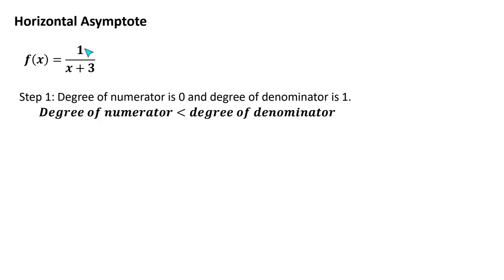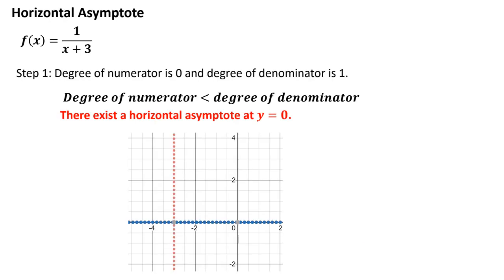So here I have a number 1 in my numerator. So the degree of this term up here is going to be 0. And then the degree of my denominator here is going to be 1. So I have a 0 and a 1. So the degree of the numerator is less than the degree of the denominator. And so that's going to be option 1. So what that means is that we have a horizontal asymptote at y equals 0, which is really our x-axis, represented by this blue dotted line.